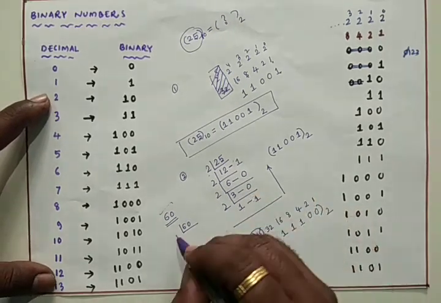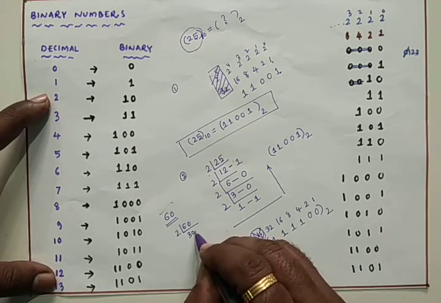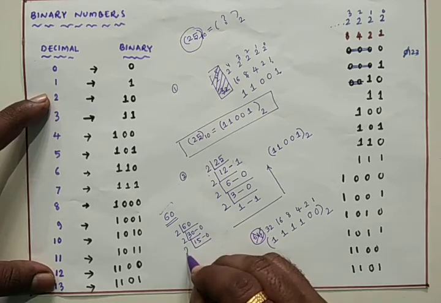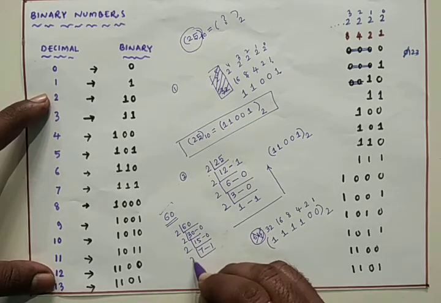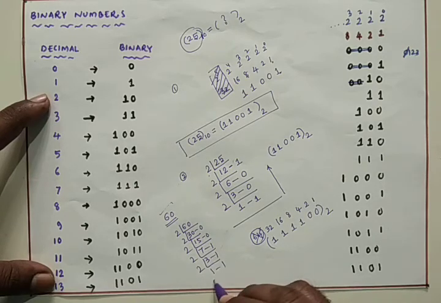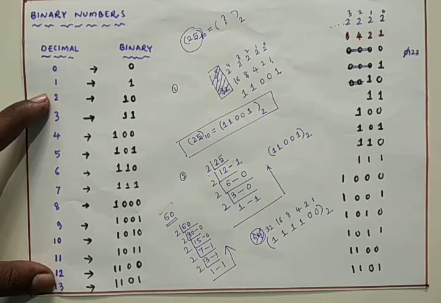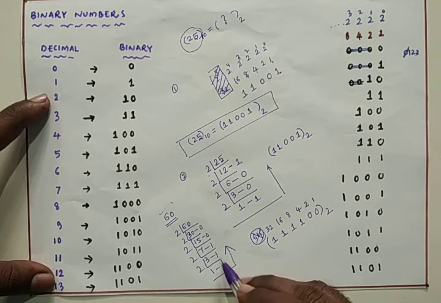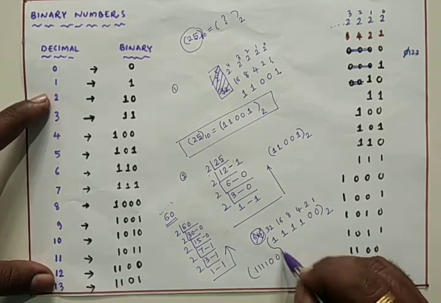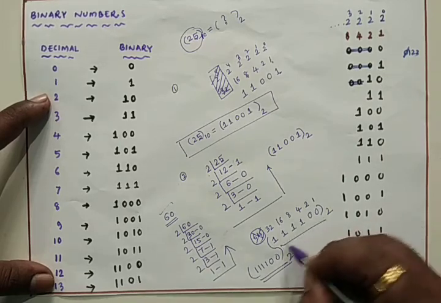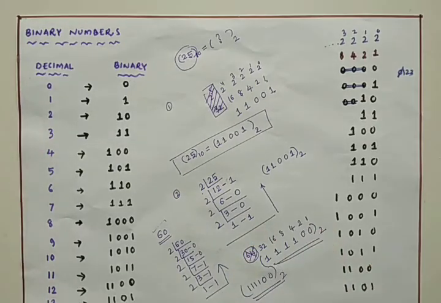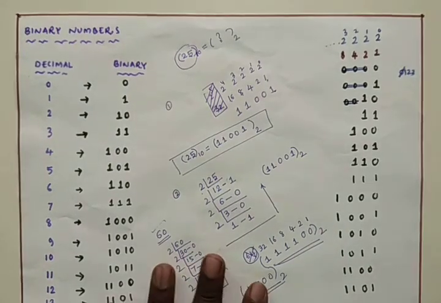Then I go with 2 30s are 60, remainder is 0. 2 15s are 30, remainder is 0. 2 7s are 14, remainder is 1. 2 3s are 6, remainder is 1. 2 1s are 2, remainder is also 1. From bottom to top we collect all the remainders: 1 1 1 1, four ones followed by two zeros. Likewise we can convert any decimal number into a binary number.